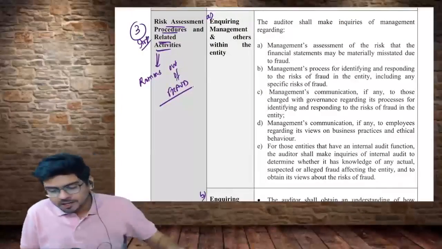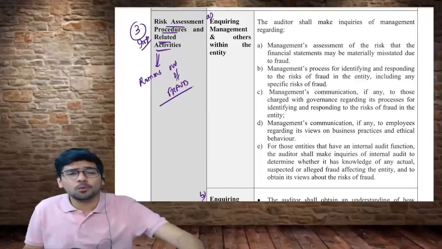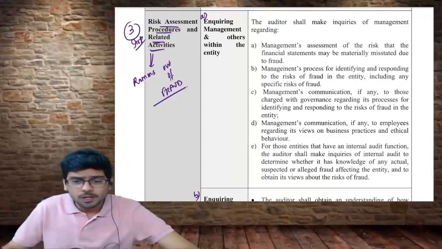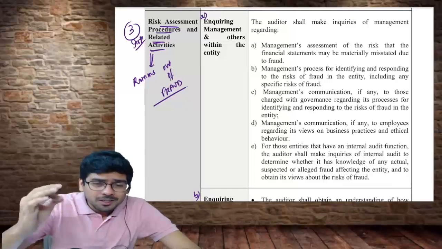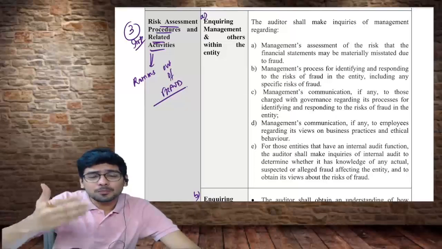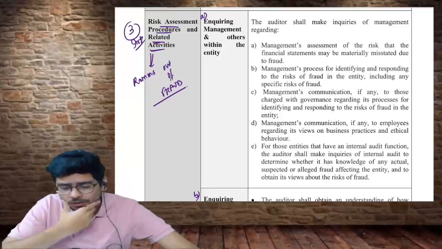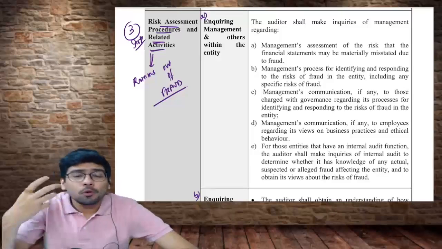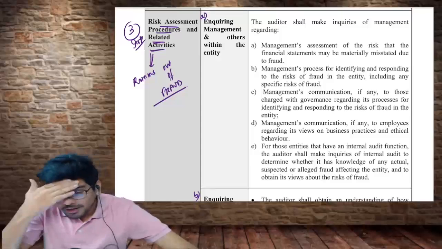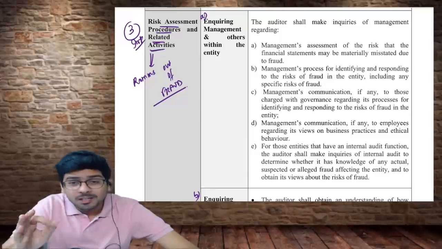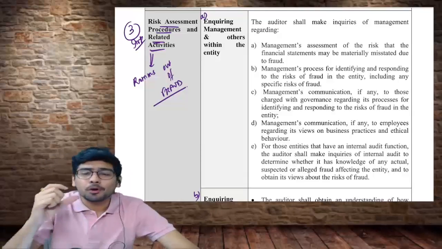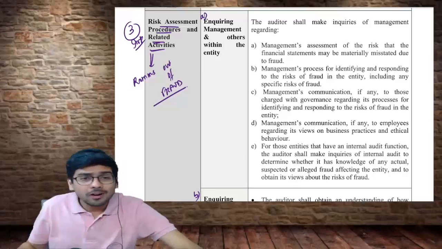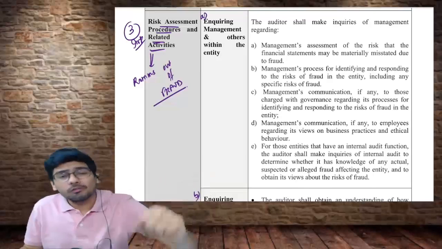First is inquiring management and others within the entity. What is the auditor going to ask? Okay, now please answer this question to me. Whose primary responsibility is it to prevent and detect fraud? Yeah. So we are going to ask management first. We are going to inquire management, do you have a process in place wherein you assess the chances of fraud? Or have you assessed the likelihood of fraud in your organization?